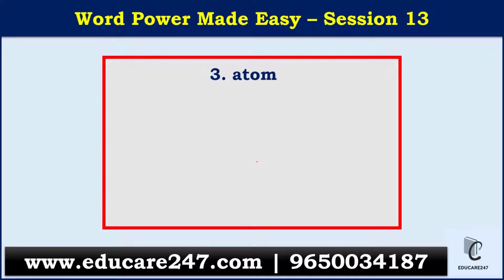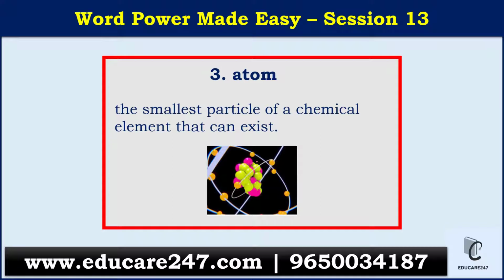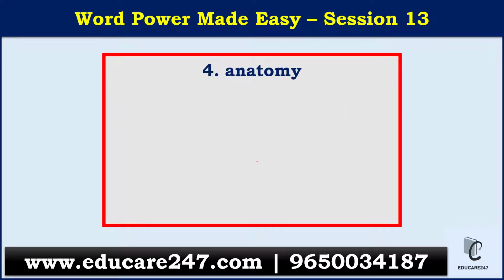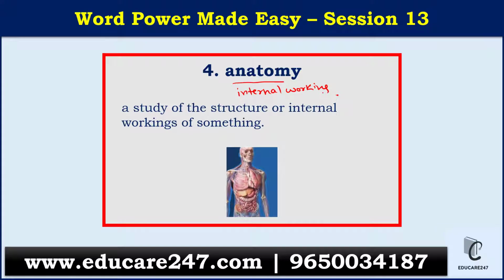Next is atom. We all know it's the smallest particle. The smallest particle of a chemical element that exists is an atom. Even in the picture you could see that. Next is anatomy. Anatomy again is a familiar word. So we have human anatomy. It basically refers to the internal working of something. A study of the structure or internal working of something will be termed anatomy. Here you could see the human anatomy.